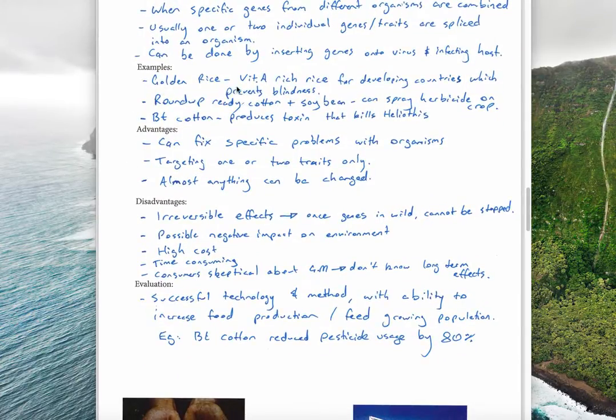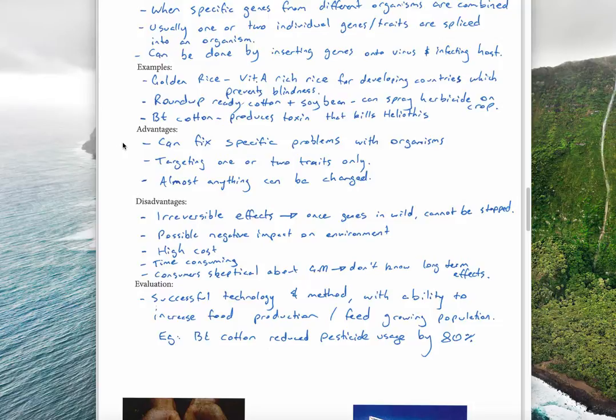We've got golden rice, vitamin A rich rice for developing countries to prevent blindness. Roundup Ready cotton and soybean can spray herbicide on the crop without killing it, and Bt cotton produces a toxin that kills Heliothis, which eats the cotton out of the plant, and so that's reduced pesticide usage by 80%.